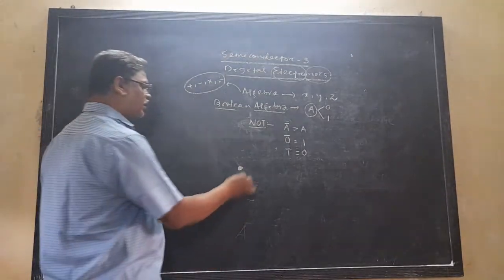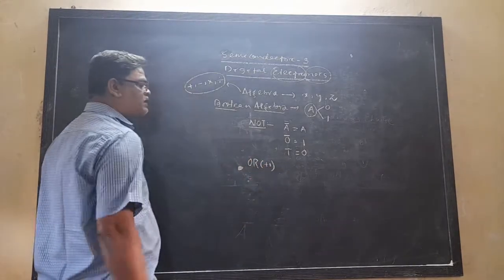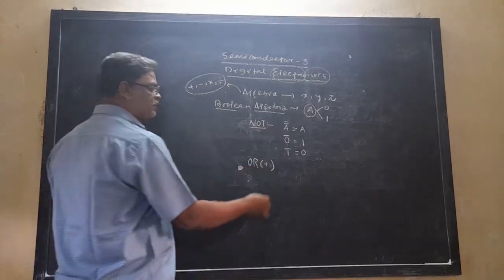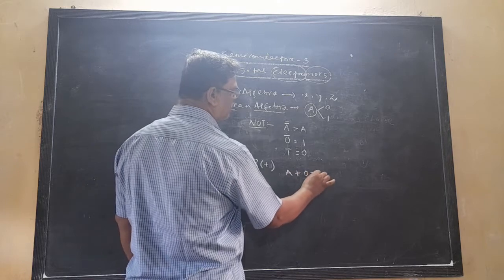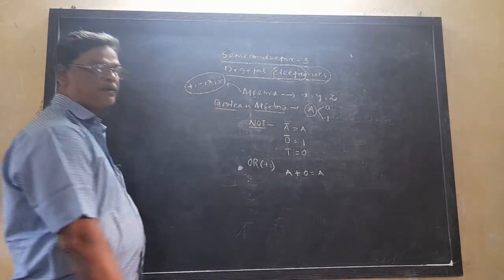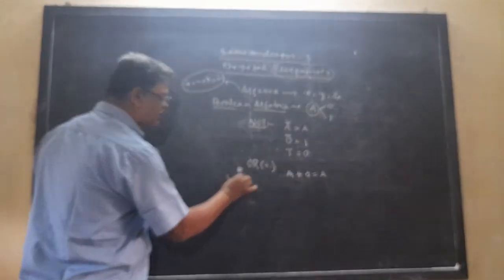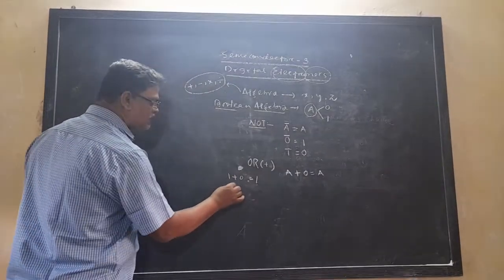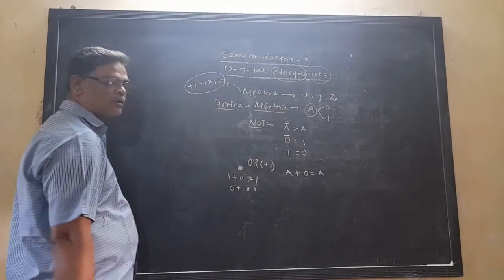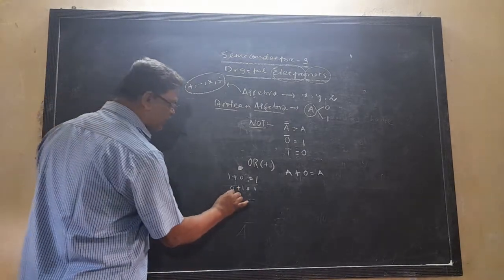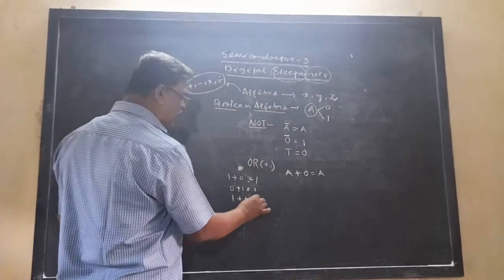The next one is OR, which means addition. OR means, you remember, addition. So similarly we can write a plus 0 is equal to a. Clear? a plus 0 is equal to a. That means in addition 1 plus 0 is equal to 1, and 0 plus 1 is equal to 1. Similarly, another thing to remember is that 1 plus 1 is equal to 1, not 2.